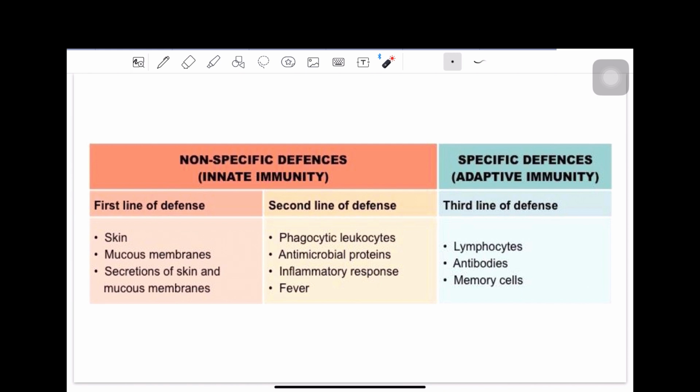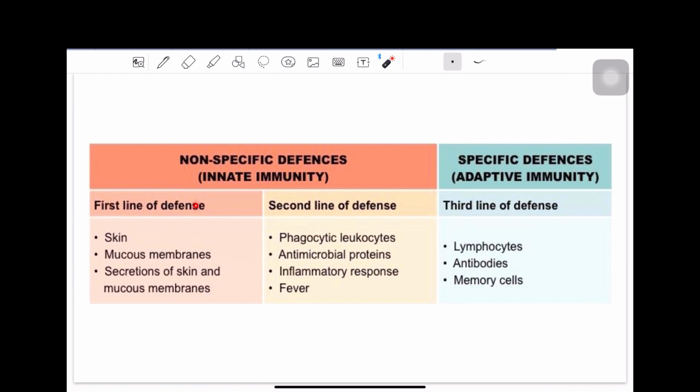So, we have two types of immunity, the innate and the adaptive immunity. And there are these lines of defense: the first line of defense, the second line of defense, and the third line of defense in our body. So, lines of defense, as we understand, are the defense mechanisms of the body that help us to protect ourselves from any kind of pathogen or any kind of foreign organisms that might disturb our body.